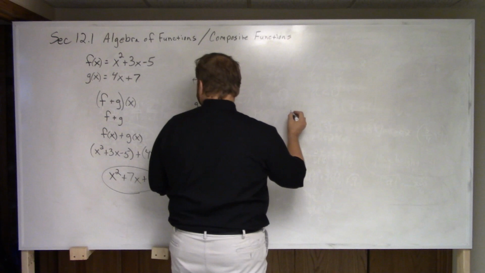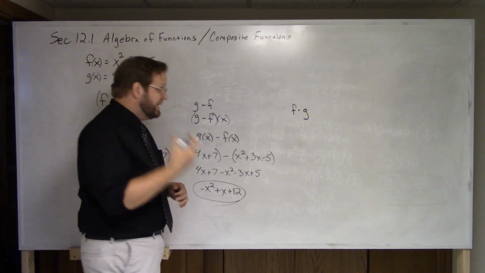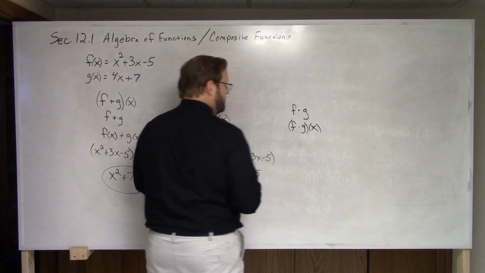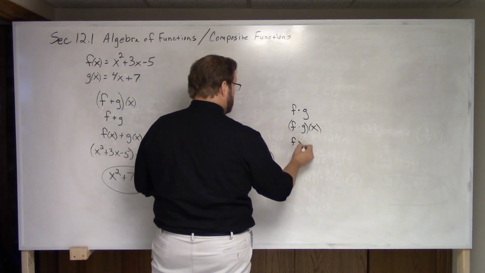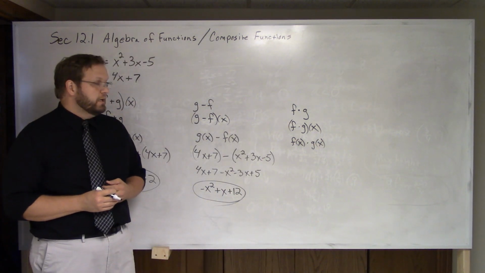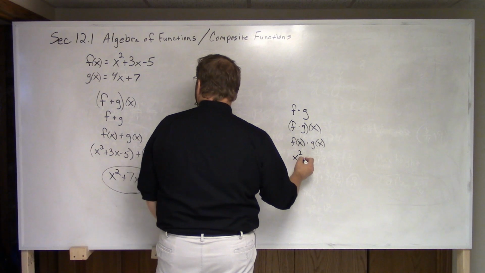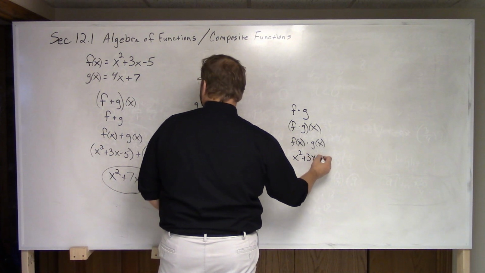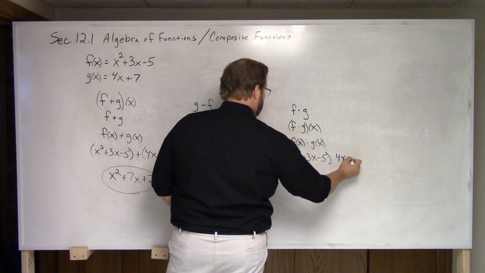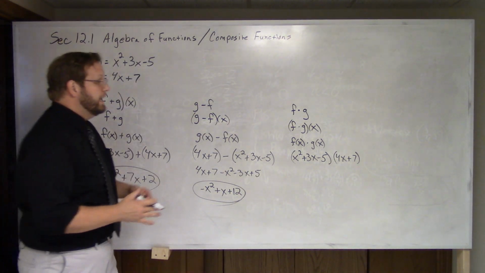Next one, how about multiplying? Let's say we have f times g. Again, that could be written as f times g of x. Then we can finish it off as f of x times g of x. Now, with that, we would simply, again, just go with x squared plus 3x minus 5 times 4x plus 7. Okay? And then we would just distribute.